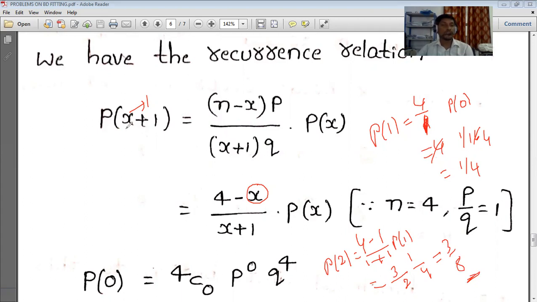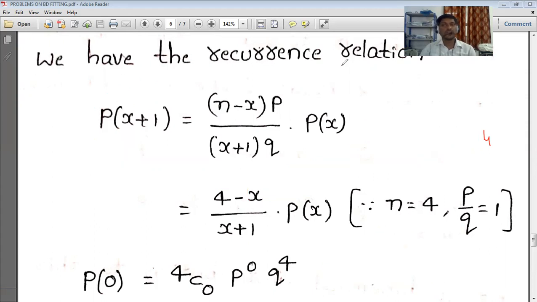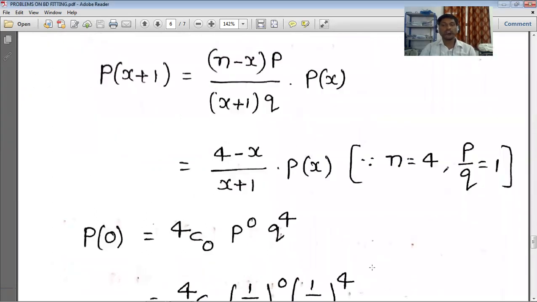Next we have to substitute x as 2, then we get P(3). Next P(4). Like that we can calculate. What we did in the previous problem, same as it is, like that we can solve. Here we are simply using the recurrence relation. In some cases they may ask just to use the recurrence relation and fit a binomial distribution. In that case we have to use that formula. Otherwise, simply the way we solved the previous one, you can solve the same way.